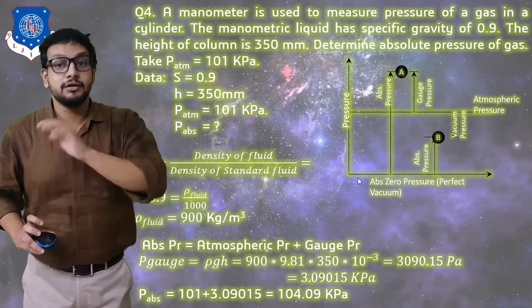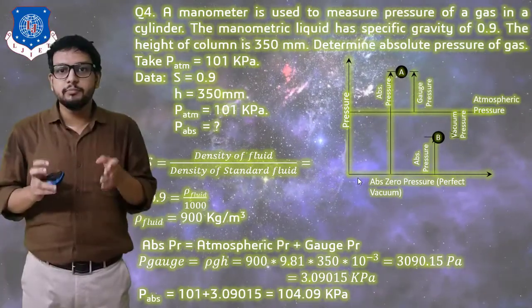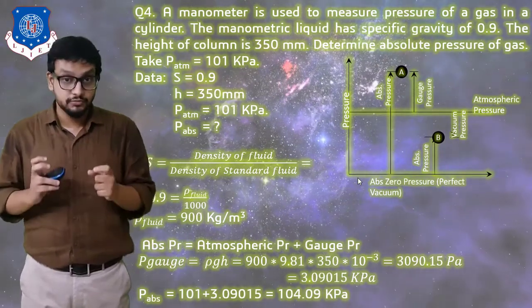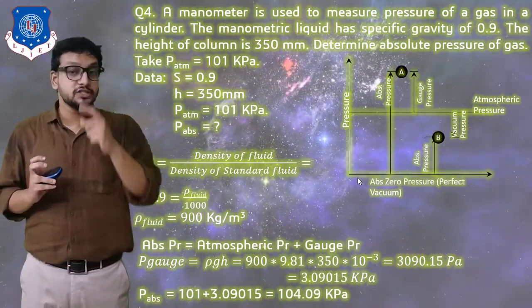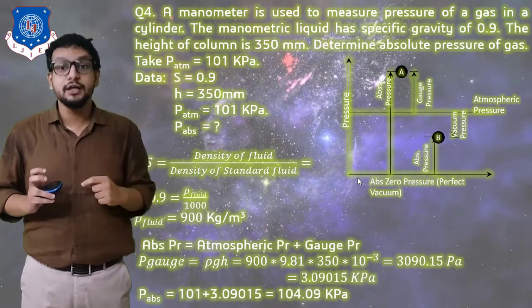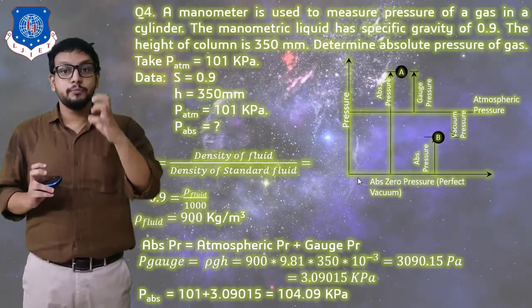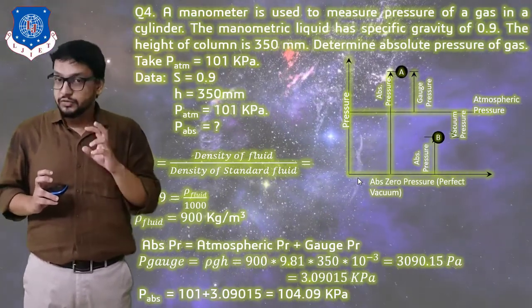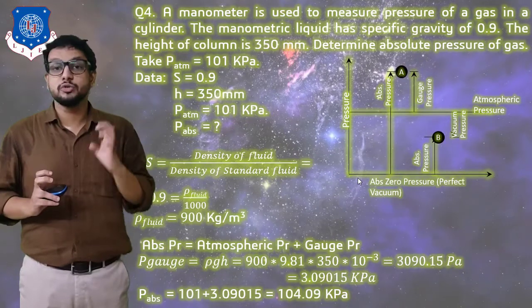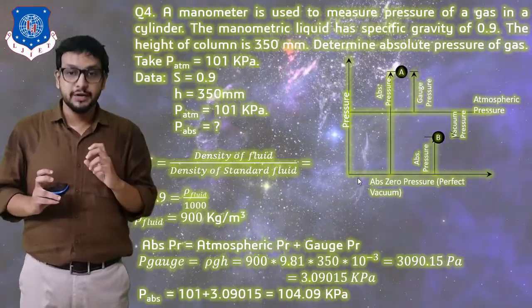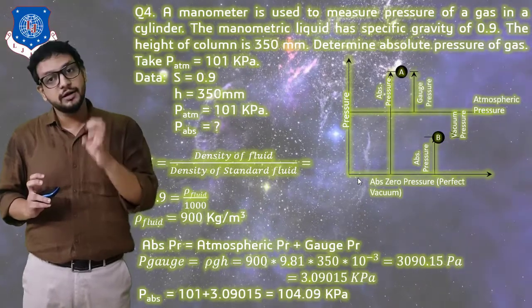Whenever the fluid used is a gas for pressure measurement, the standard fluid will be taken as air. Now, a manometer is a device which is used to measure gauge pressure. As you can see on your screen, I have shown a diagram which I have already discussed. Point A represents a point where we can find the gauge pressure. Absolute pressure is equal to atmospheric pressure plus gauge pressure.